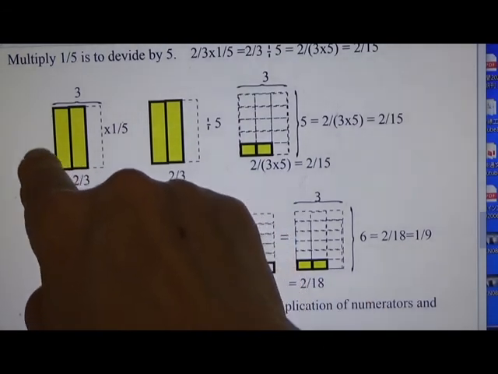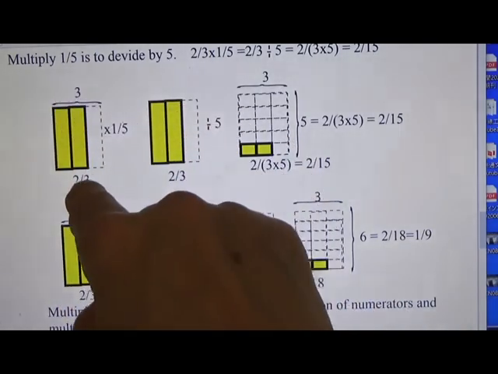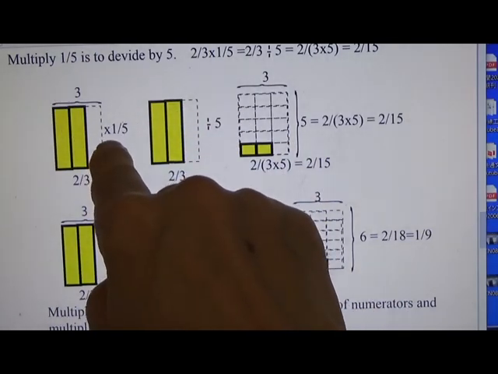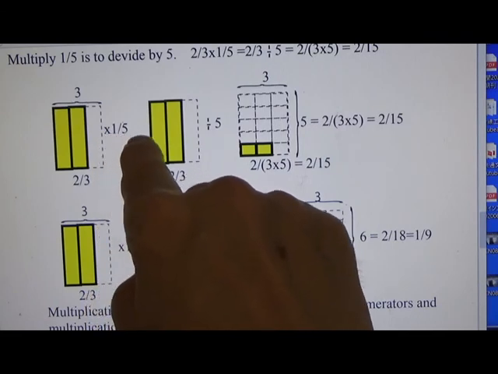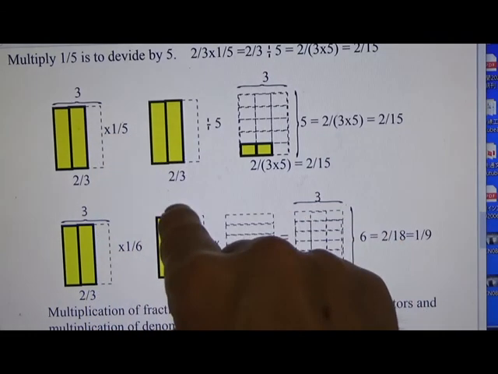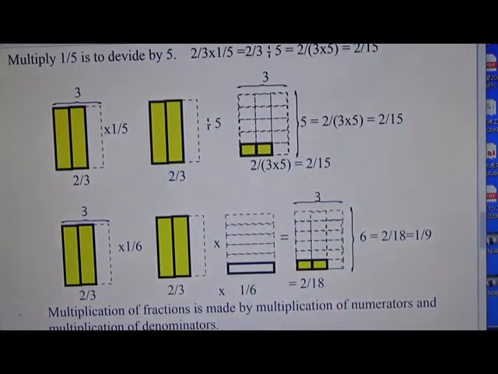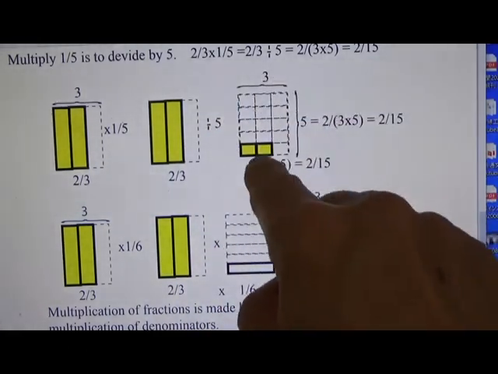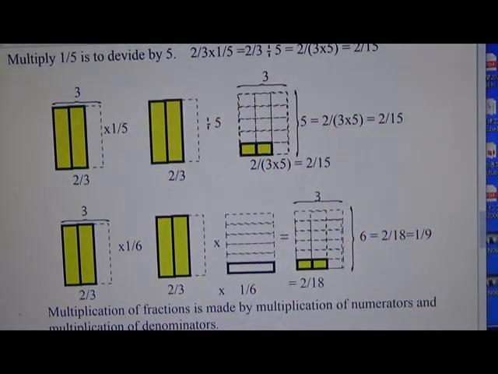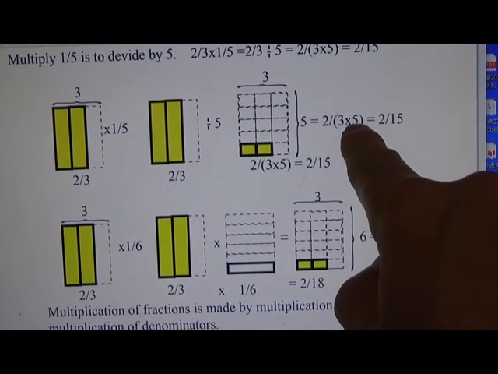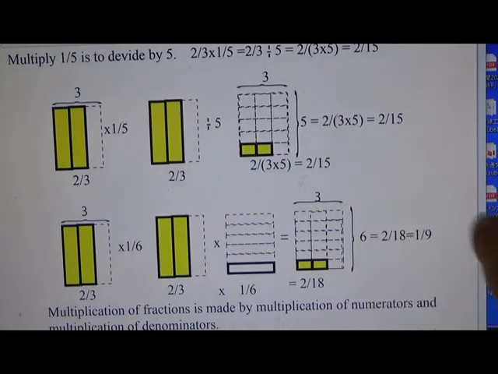This is 2/3 multiplied by 1/5. That is 2/3 divided by 5. That is 2 divided by 3 multiplied by 5, which is 2/15.